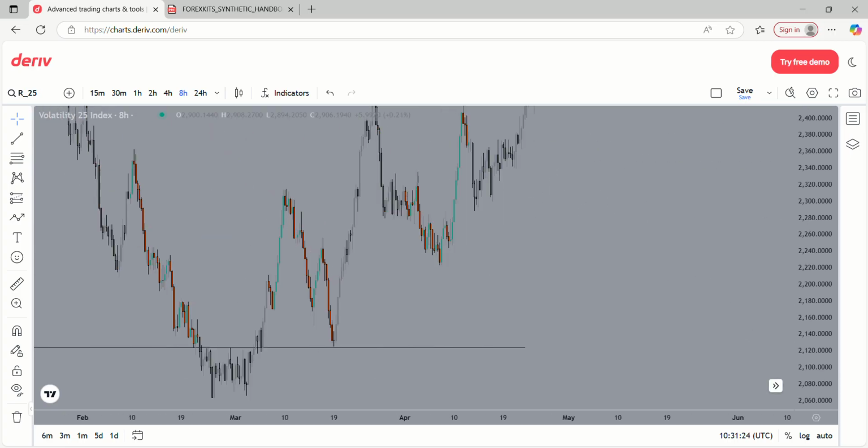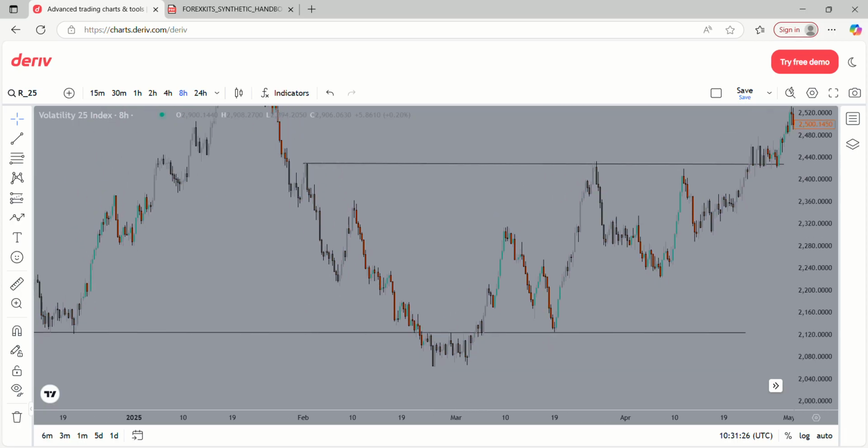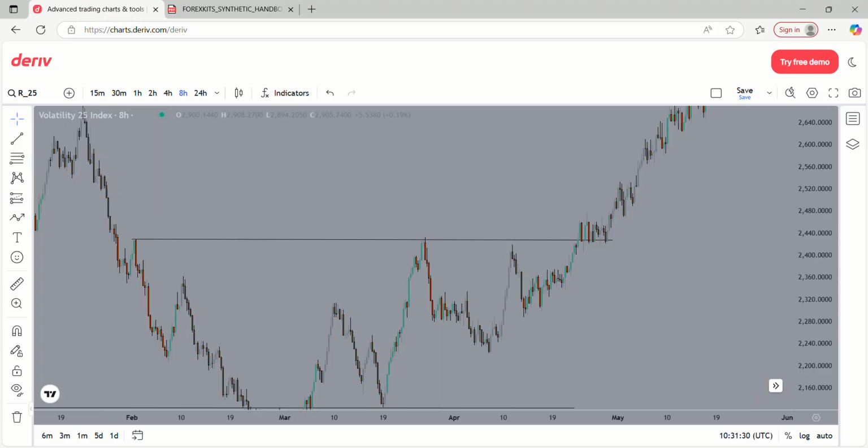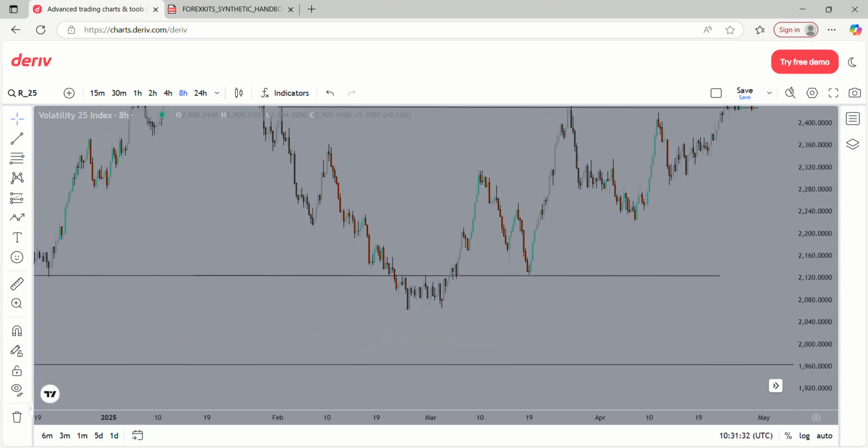Now, let's quickly look for a situation where a support became a resistance.